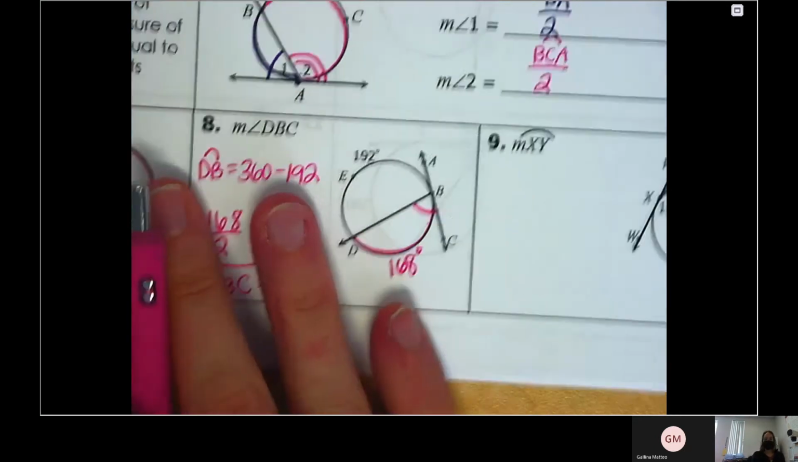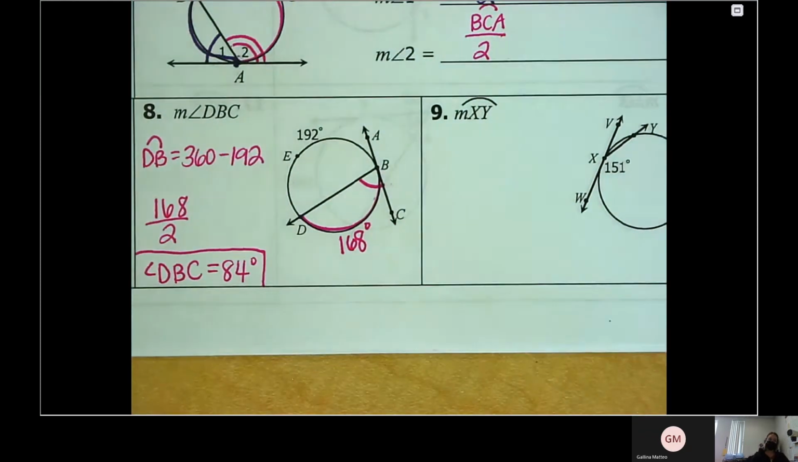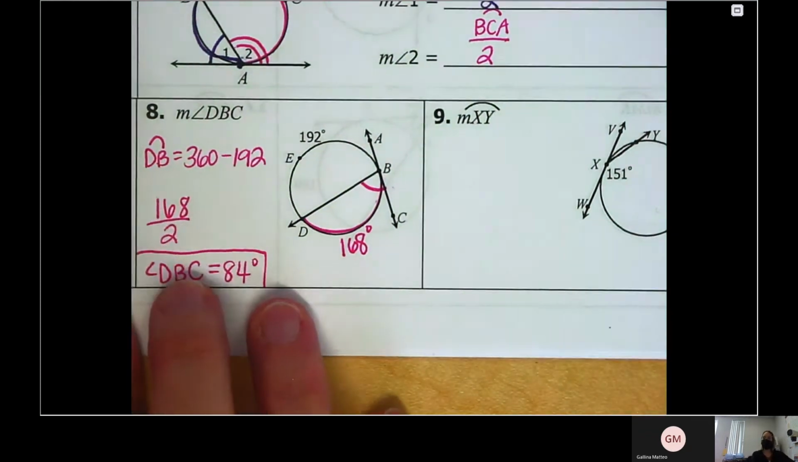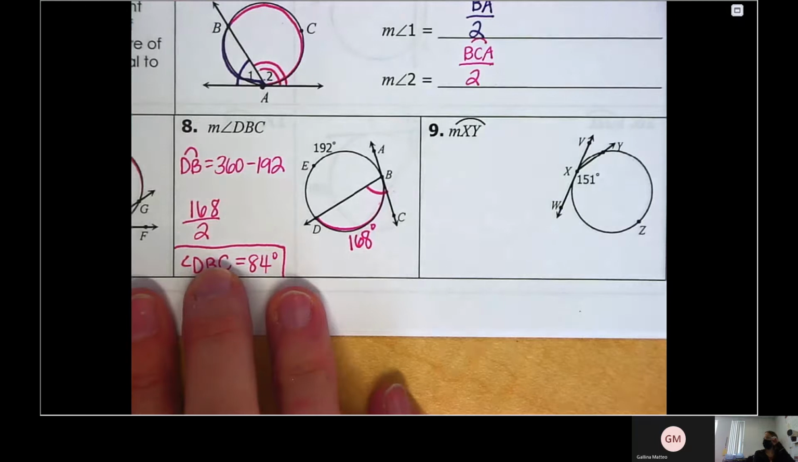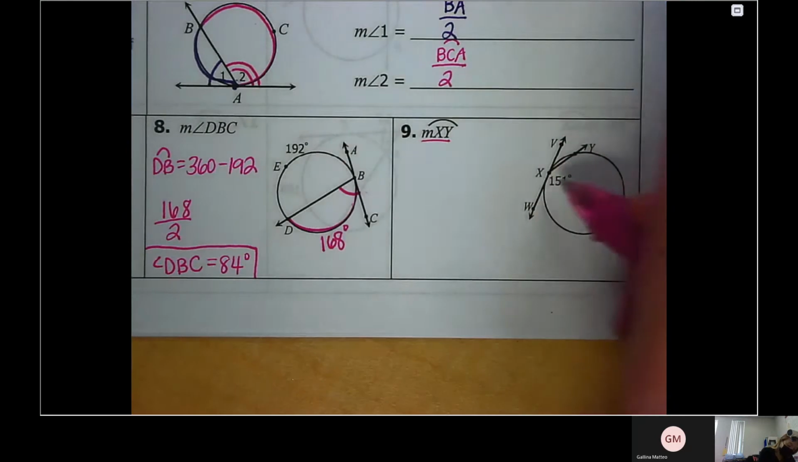Okay, number 9. Last one on the front. What's different about number 9? You're finding an arc this time, not an angle measure. So I want to find arc XY. XY, which is very small, it's right over here.